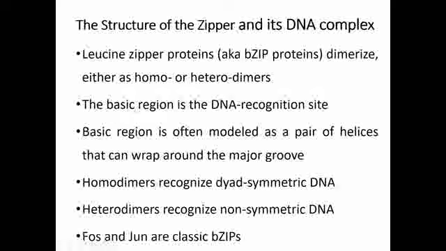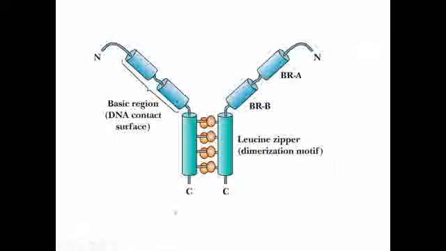This recognizes the basic region in the DNA, and this basic region is often modeled as a pair of helices that can wrap around the major groove. Homodimers recognize DNA that has symmetry. A symmetrical DNA has a diad axis, whereas heterodimers recognize even non-symmetric, non-diad axis DNA. The examples of leucine zippers are FOS and GEM.